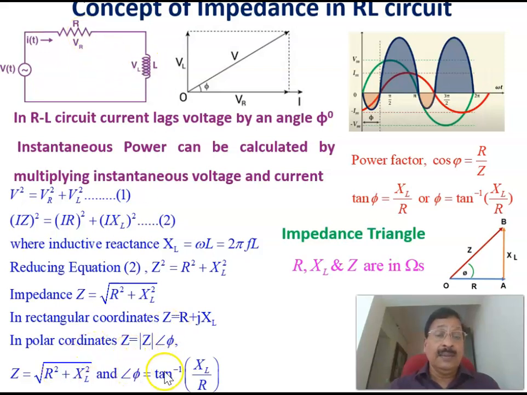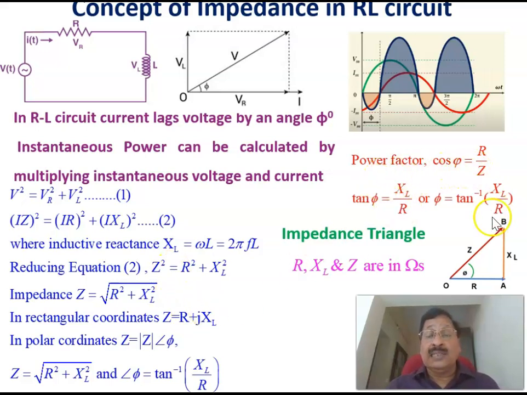And tan phi equals XL by R, or phi equals tan inverse XL by R. Therefore, there is another way of representing this in an RL circuit. In polar coordinates we represent impedance as modulus of Z angle phi, and in rectangular coordinates it is represented as R plus jXL. That is the impedance definition of an RL circuit.